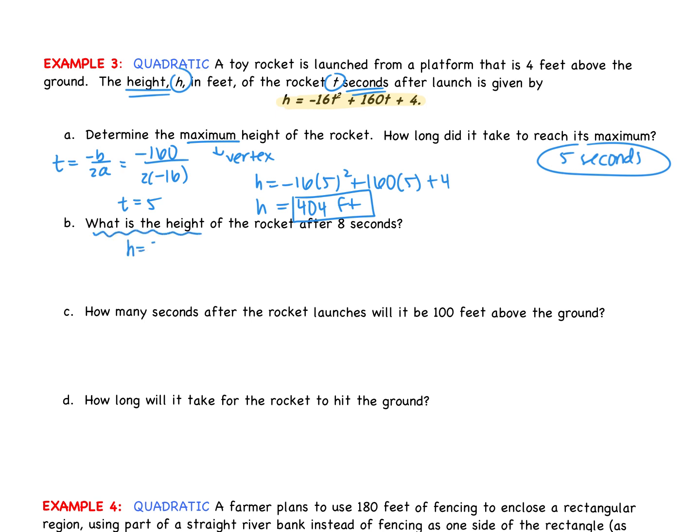B. What is the height? So that tells us we're looking for the height of the rocket after 8 seconds. 8 seconds is t. So again, we're just using the equation, this time plugging in an 8 for t. And I believe you should get 260 feet.